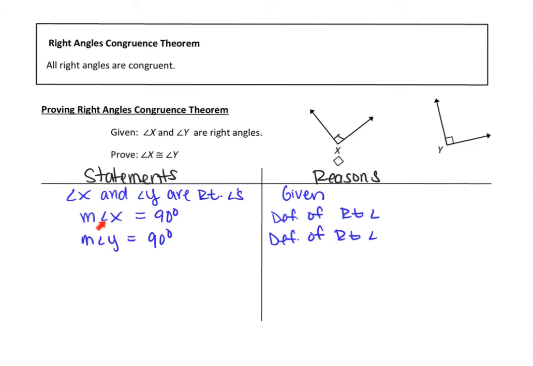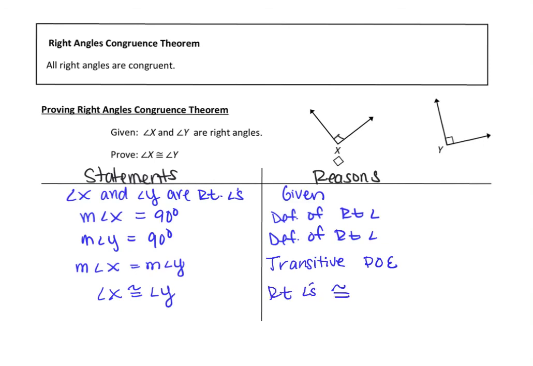So because measurement of angle X equals 90 and measurement of angle Y is equal to 90, the transitive property states that measurement of angle X can be equal to measurement of angle Y because they're both equal to 90. So we have the transitive property of equality. And because their measurements are equal, their angles are congruent. So we can say the right angles congruence theorem. Kind of common sense, I know, but there's a formal proof for it.